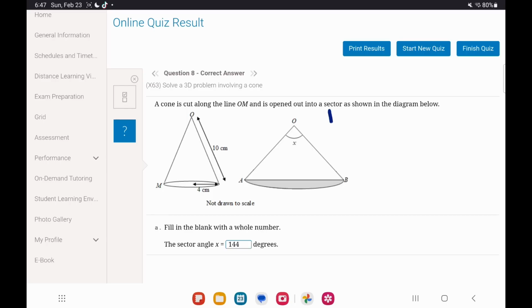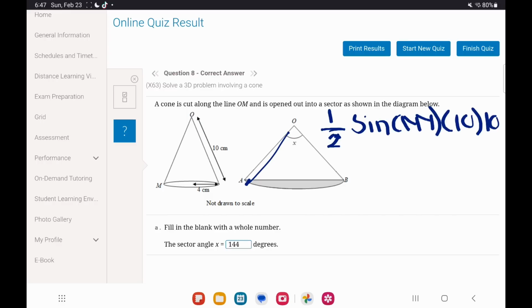So it's half the sine of the angle, so sine 144 times the two sides. The two sides are 10 centimeters, okay? So we get half sine 144 times 10 times 10, you get 29.389. Like I said, I don't like rounding up in the middle, so I'm gonna keep it as a decimal in my calculator.